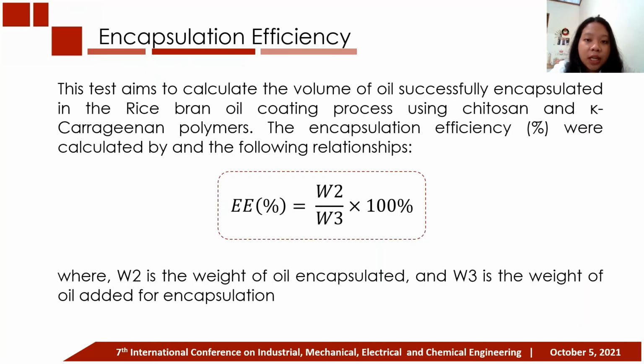Encapsulation efficiency can be known by performing microcapsule rice bran oil extraction first. This test aims to calculate the amount of oil successfully encapsulated in the rice bran oil coating process using Chitosan and Carrageenan polymers. The encapsulation efficiency was calculated by the following relationship: weight of encapsulated oil divided by weight of oil added for encapsulation, times 100%.